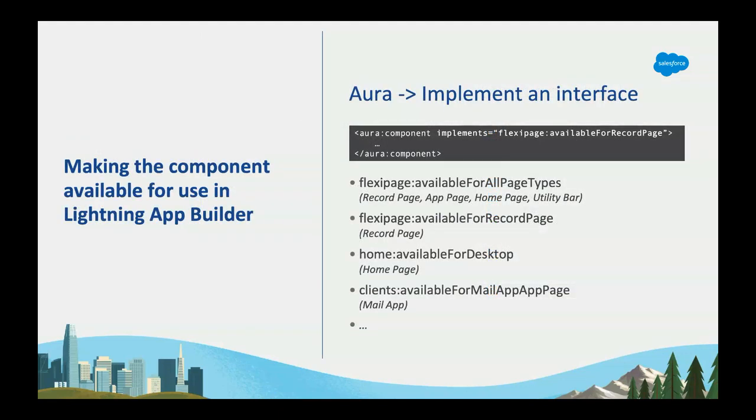Now, making a component available for use in these tools, we wanted to make sure that we made it as easy as possible. Exposing it is pretty straightforward. If you're writing an Aura component, all you need to do is implement an interface. In the code snippet you see, we've implemented the flexipage:availableForRecordHome interface, which essentially makes the component available for use in record pages. Similarly, you'll see a list of other interfaces that we have exposed for you to use. This is not an exhaustive list. The public documentation contains a more complete list, so I recommend taking a look at that.